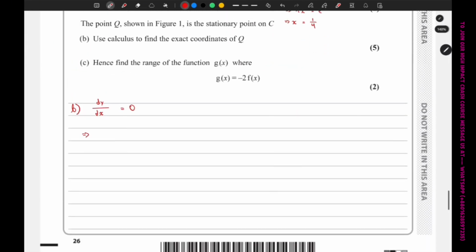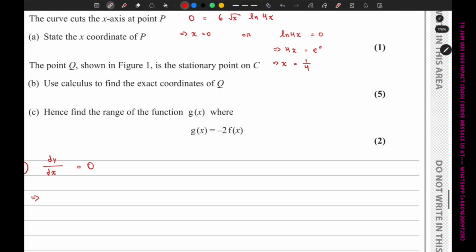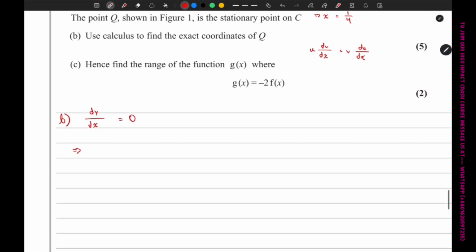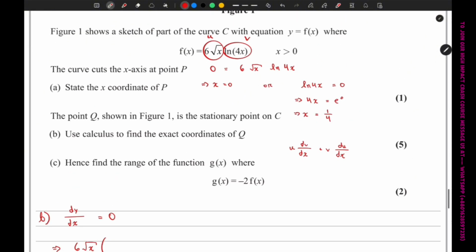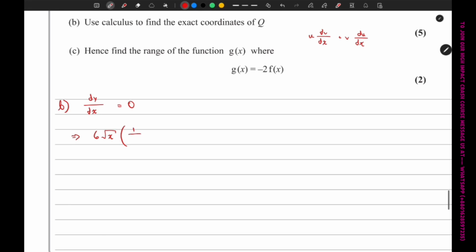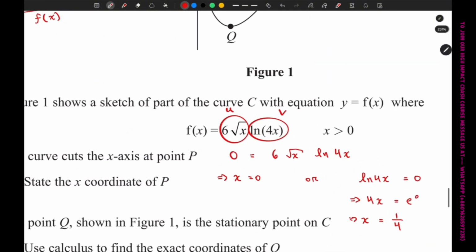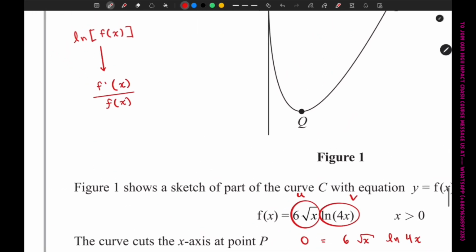Okay. So using the product rule, we know that the product rule states u dv over dx plus v du over dx. So it's basically 6 root x times dv over dx, the derivative of ln 4x, which is 1 over x, plus v, which is ln 4x, times du over dx. Okay, so now let's differentiate 6 root x.